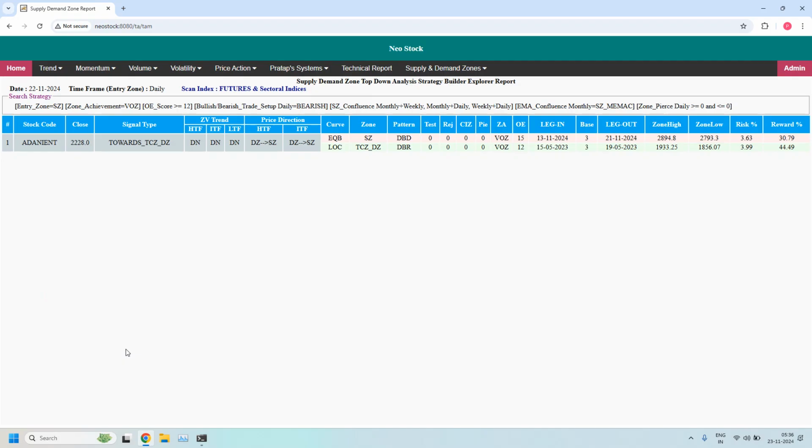So this is a high probability setup, but currently price is moving towards the demand zone. It has to come back and get into supply zone. Current price is 2228 and the entry zone low is 2793. That means it should again move up another 550 rupees. Then only we get entry. Otherwise we won't get entry in this particular zone.